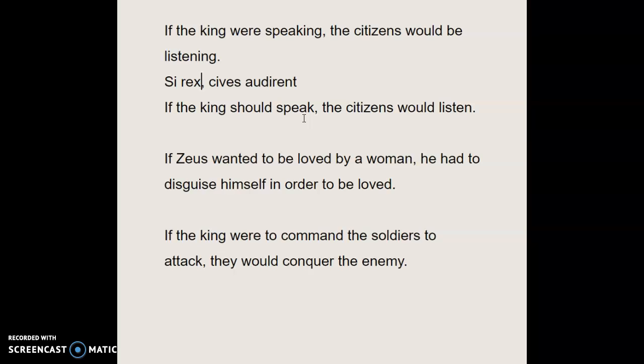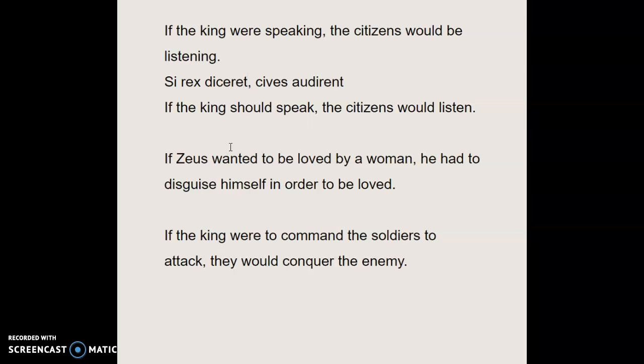The citizens would be listening if the king were speaking. So si, and then were speaking. Once again, we just need to figure out dico, to speak. Imperfect subjunctive takes a nice form of the infinitive plus the endings. So, si rex dicaret, cives audirent. So we've got if the king were speaking now, the citizens would be listening.